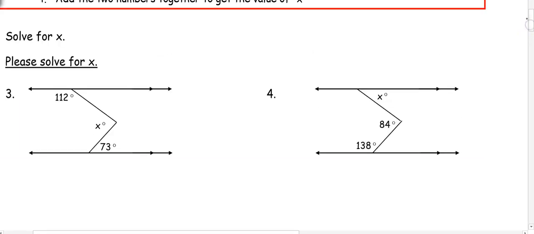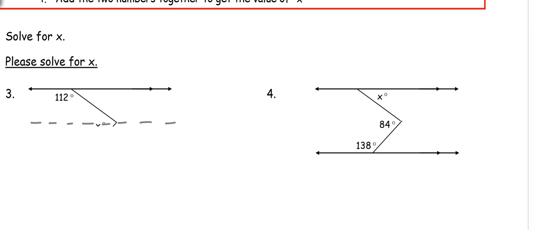So in number 3, the first thing I want to do in order to solve for x is draw a parallel line through my intersection where x is. Now I want to look at the relationship. So I'm just going to ignore the bottom right now. If I were to just pretend, I'm going to white it out for now and pretend it's not there. So I want to figure out what the angle is right here.